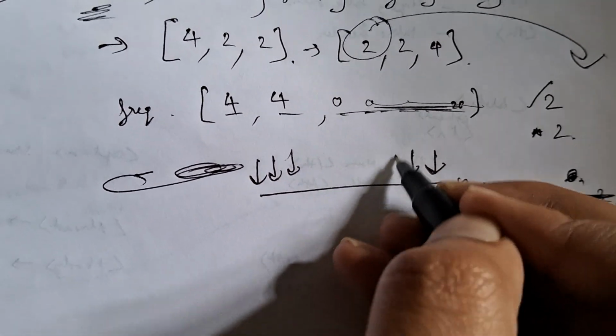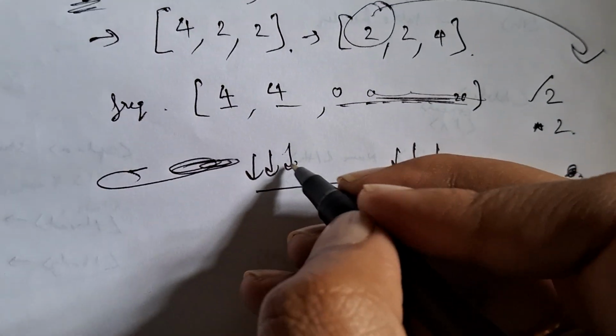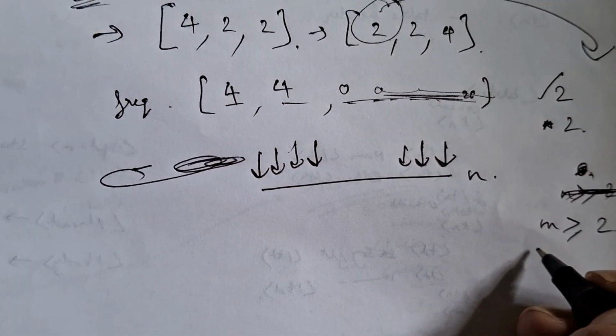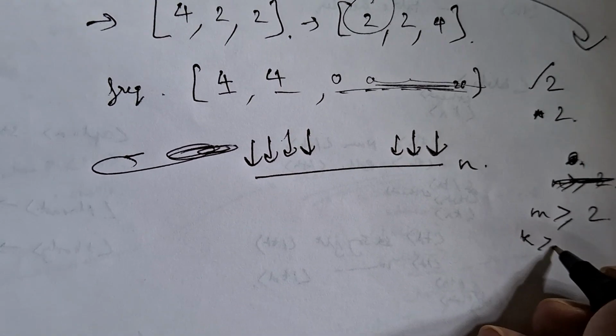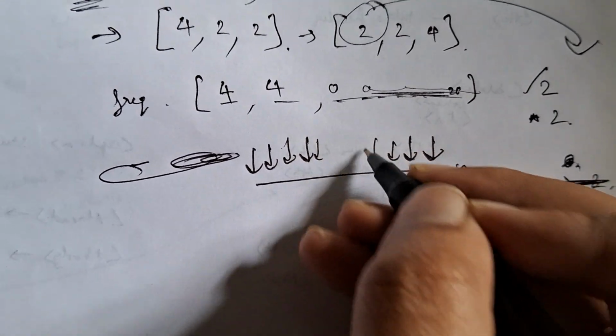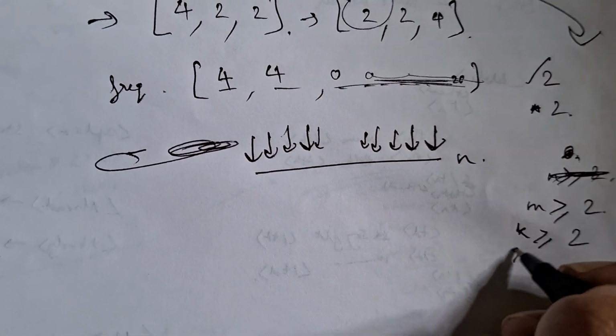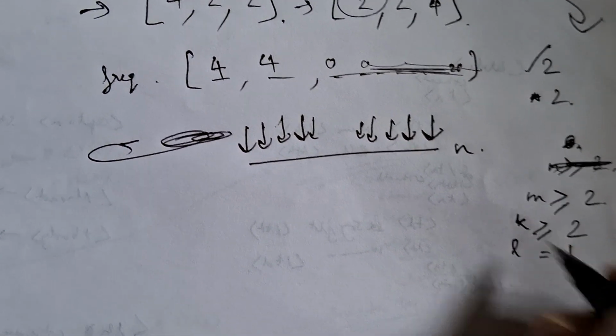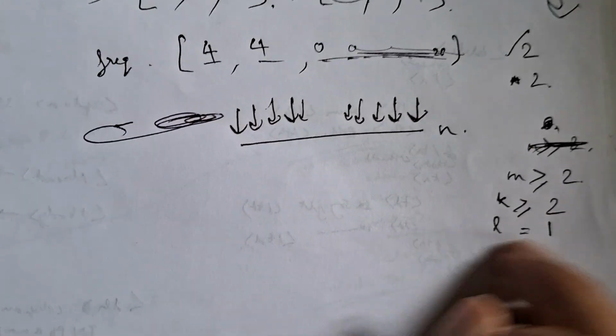Once you are done with it, go to the next element and check. Let's say the next element is k, and the frequency of k is greater than or equal to 2 also. So now again place k over here and here. Now let's say the frequency of L is equal to 1. We are not going to use it now because we have to leave it for the end.